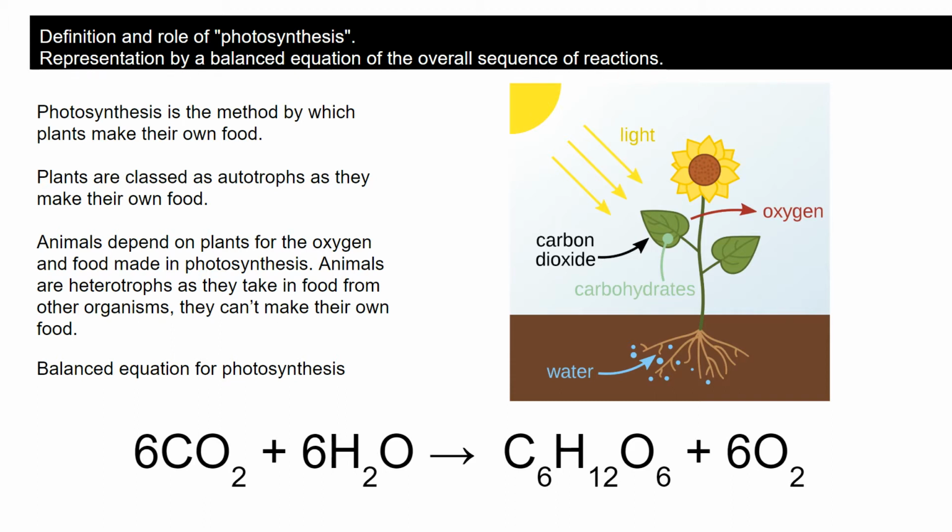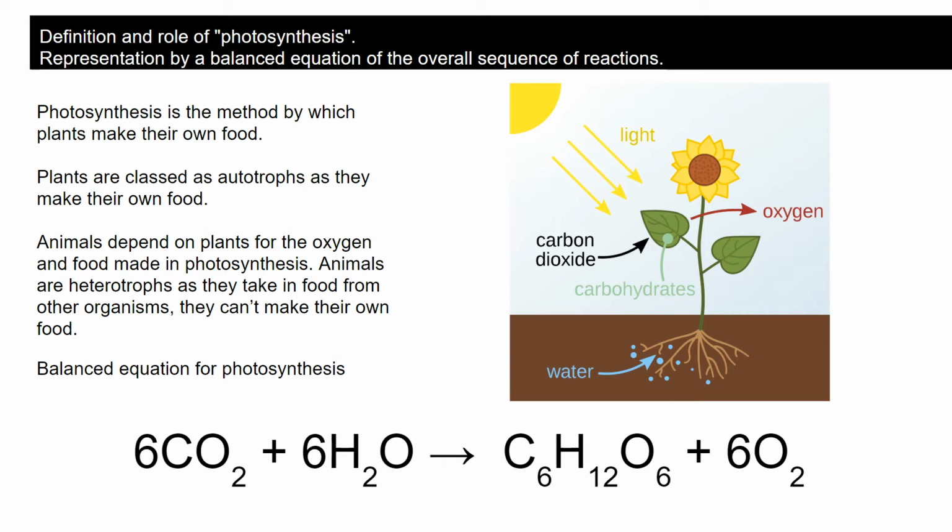Okay, plants are autotrophs. They make their own food. Animals are classed as heterotrophs. Animals can't make their own food. They must feed on other organisms, and all food chains therefore start with plants.